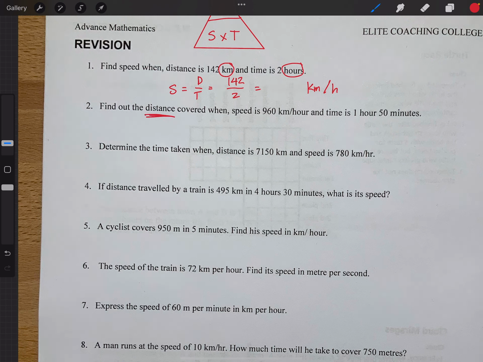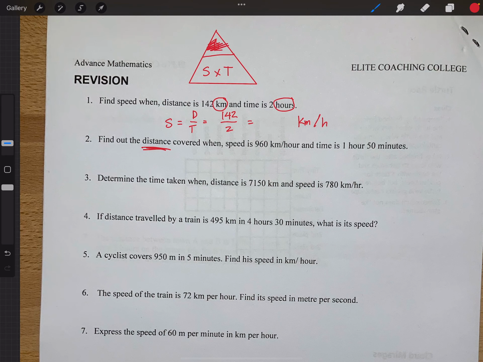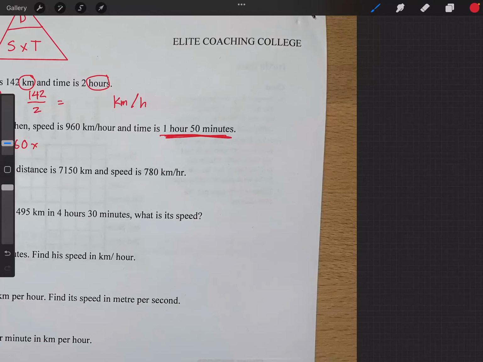So if you want to find the distance, you cover up the distance from this triangle and you can see that it's speed times time. So distance equals speed times time, which equals 960 times 1 hour and 50 minutes. Okay, this must be expressed in hours before we can continue. So 1 hour is just 1 hour. 50 minutes is 50 over 60 as a fraction. Let's put it into a fraction, okay? So 50 minutes over 60, and we can just cross out the zeros. So that's 1 and 5 on 6.